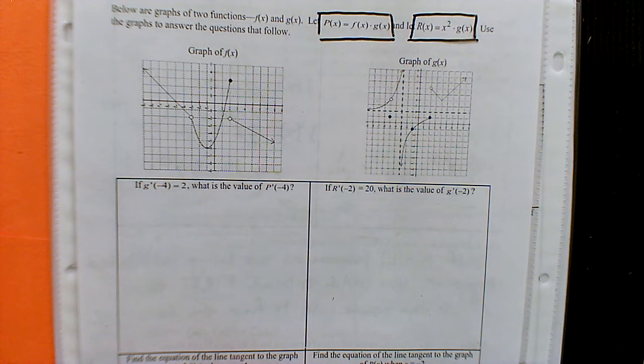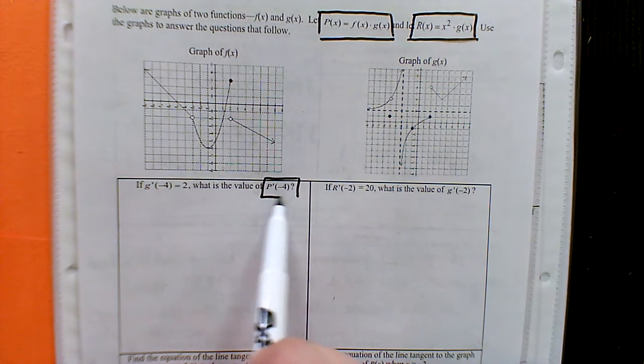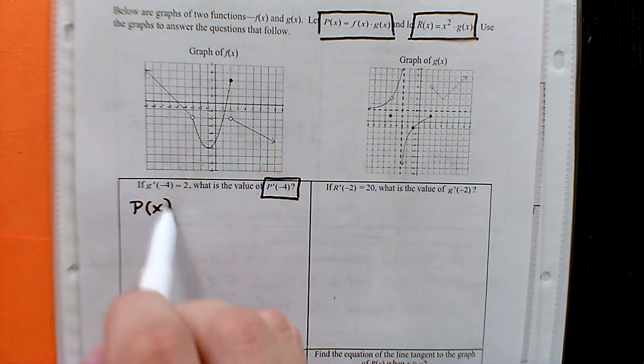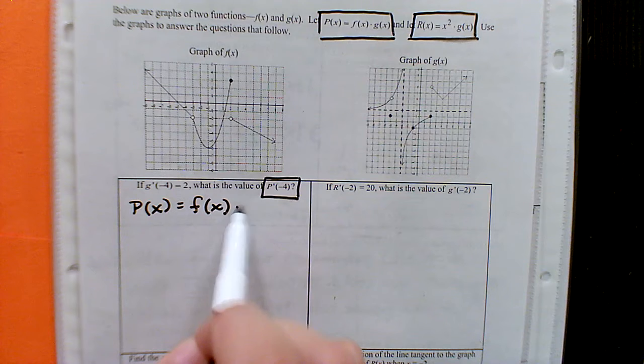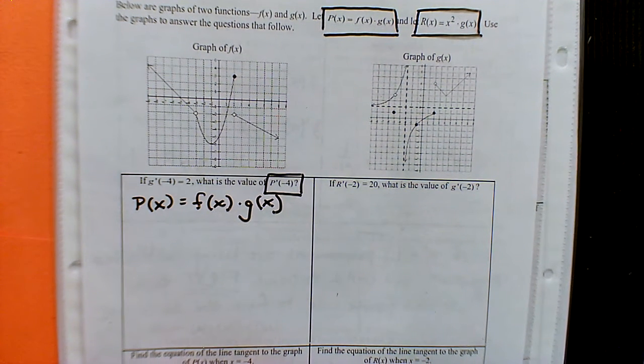Okay, so in our first block, if the derivative of the g graph at -4 is 2, what is the value of the derivative of the p function at -4? Let's think about what we're trying to find here. The derivative of p at -4. Can we figure out the generic derivative equation for p? If we write down what p is, notice how p is f times g.